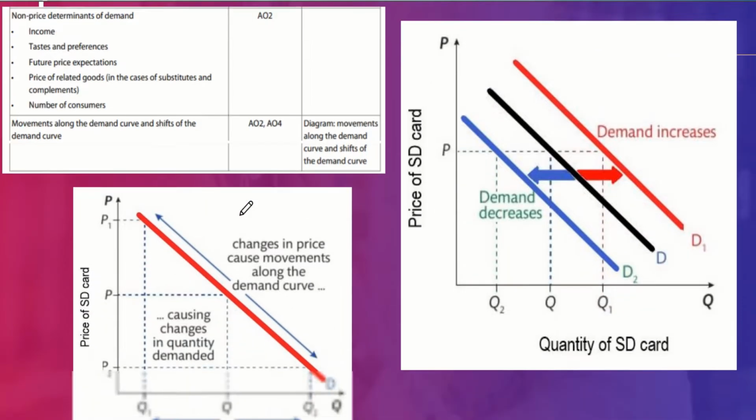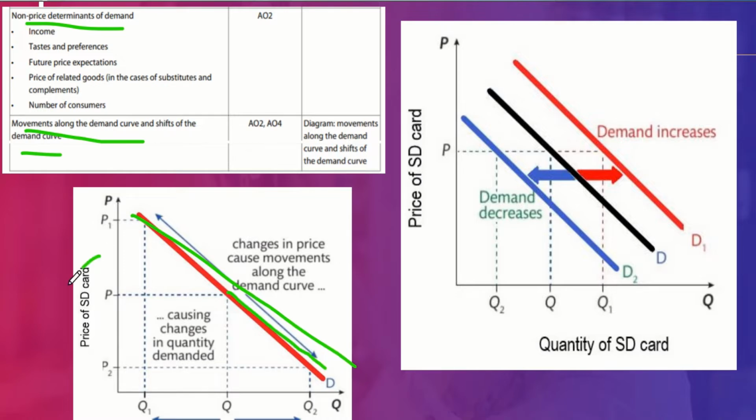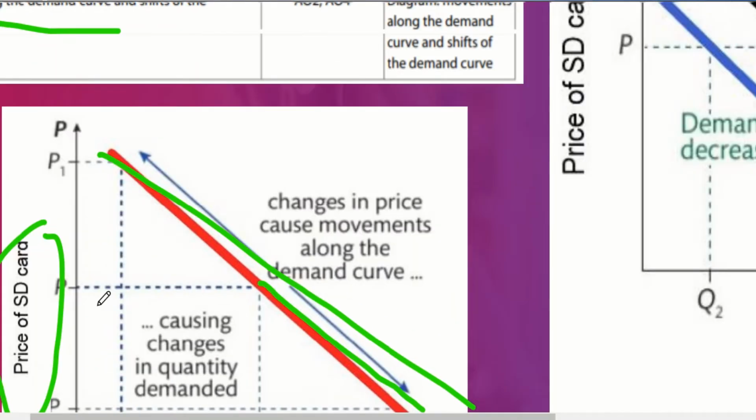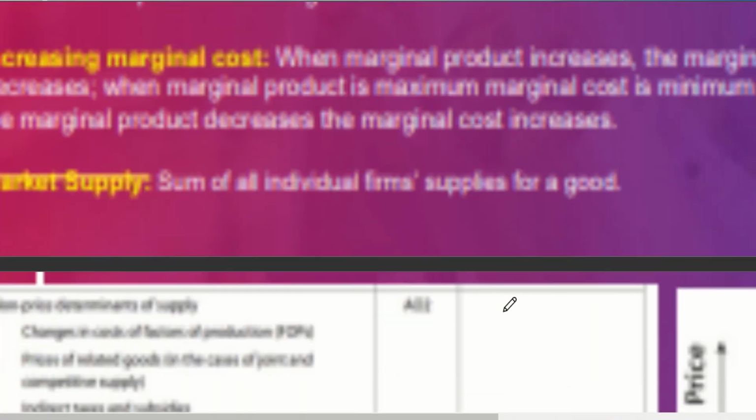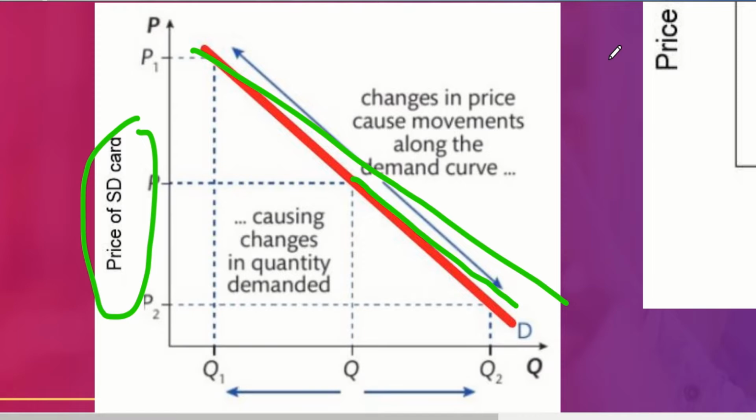And the next part is the factors which determine the demand. Before that, we need to discuss movements along the demand curve and shift of the demand curve. Movement along the demand curve takes place within the demand curve because of the change in the price of the product. This is the main thing. Movement along the demand curve takes place because of the change in the price of the product. Look at this diagram. You could understand.